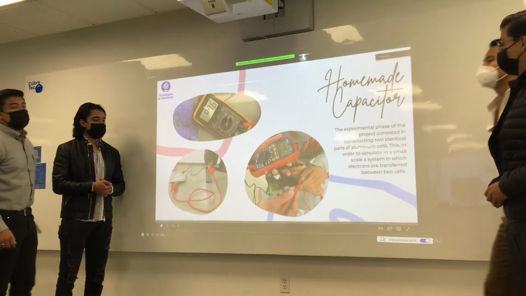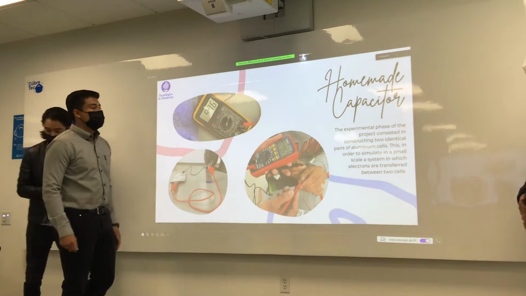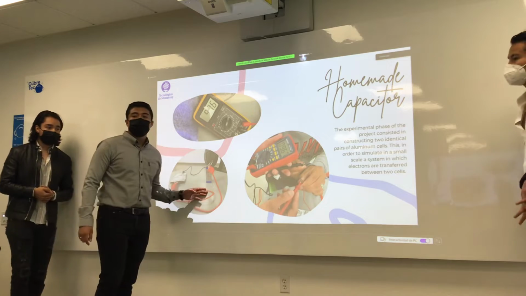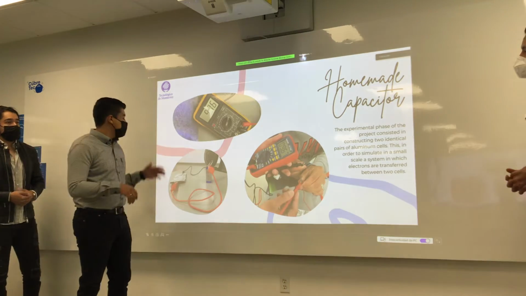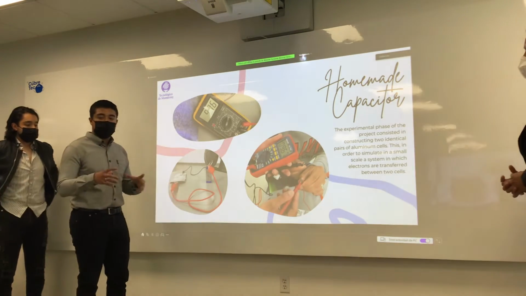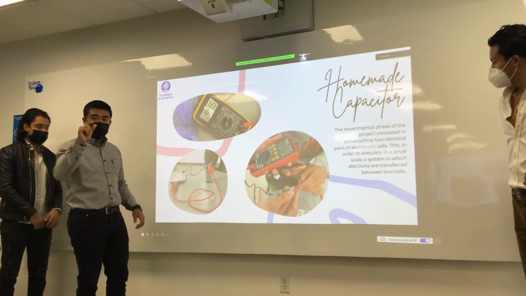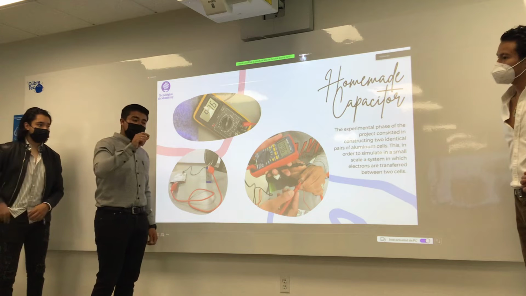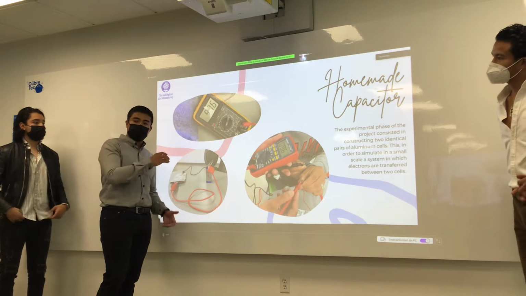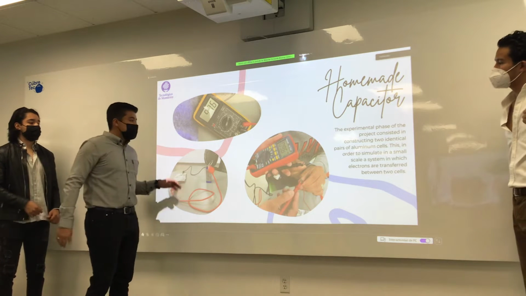The experiment we did for this challenge was a homemade capacitor. This capacitor was made with two plates modeled with aluminum. Each plate has the same area. And in every corner of the capacitor, we put a little piece of cardboard. This cardboard determined the distance that the two plates were going to have.